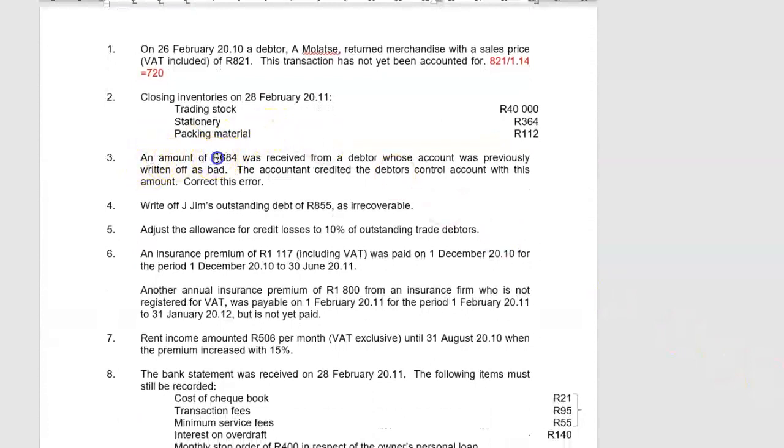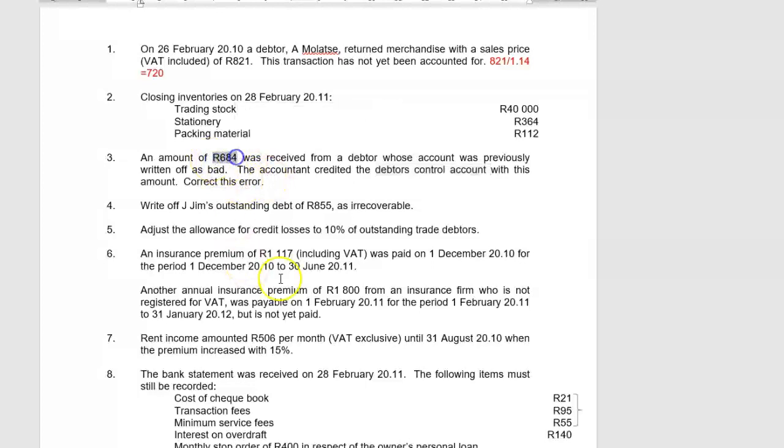An amount of 684 Rand was received from a debtor whose account was previously written off as bad. The accountant credited the debtor's control account with this amount. Correct the error. So he debited bank and he credited debtor's control. What should he have done? He should have credited credit losses recovered, which is an income item. He should have credited VAT, and he should have debited the bank with the full amount received.